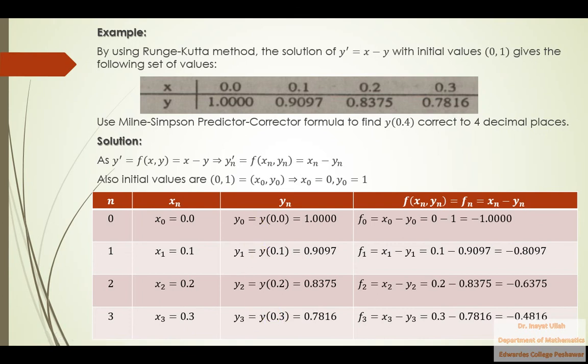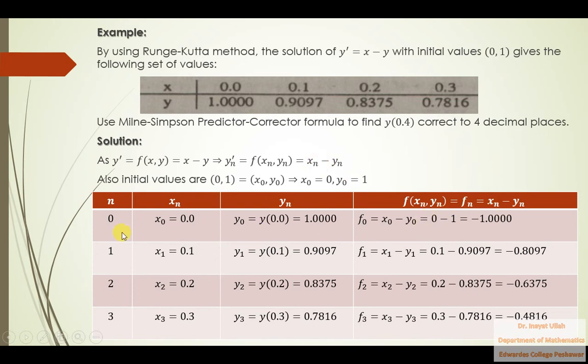Now the third step that we have studied: calculate the corresponding value of the function. That is the function of x n, y n, which is x n minus y n. The function of x n comma y n is represented by f n. You can denote this function by f n, which is equal to x n minus y n. This is just a notation. F n is actually f of x n comma y n.